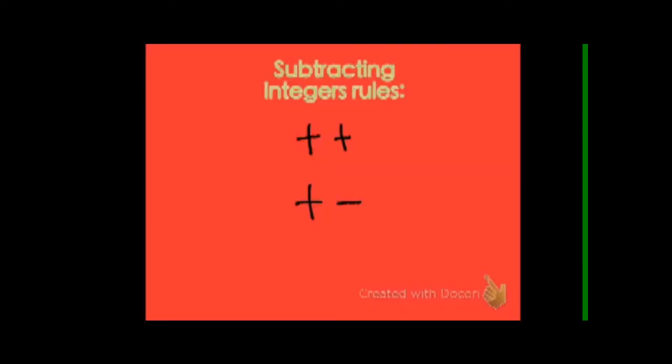We're now going to learn how to subtract integers. To subtract integers, you have to change the problem from subtracting integers to adding integers. There are two ways you can do that. You can make the problem turn into a plus plus problem, or you could make it turn into a plus a negative problem. It will make more sense when we do examples.